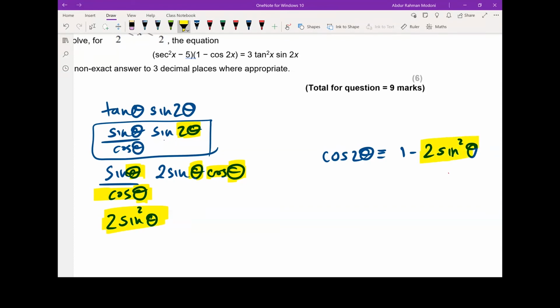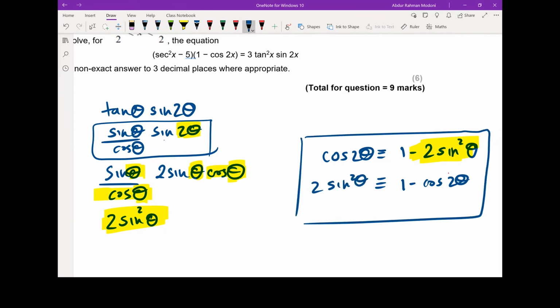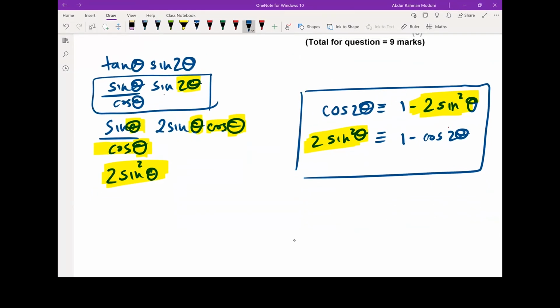And I can see there's a 2 sine squared theta. I'm just going to rearrange that because that's a negative 2 sine squared theta, so I need to make that positive. Then I can write that out, manipulating by adding 2 sine squared theta to both sides and subtracting cos 2 theta. I end up with 1 minus cos 2 theta is identical to 2 sine squared theta. So all I've done is manipulate my identity there. And at this stage, I'm going to substitute this 2 sine squared theta with my identity, 1 minus cos 2 theta.